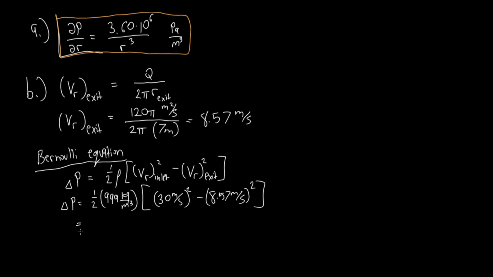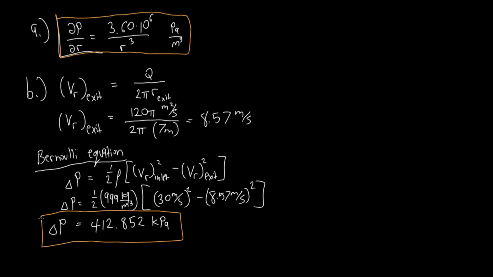And the final result should be 412 kilopascals. Let's confirm that once more. Yes. It is 412.852 kilopascals. Note I put this in kilopascals, and so if you were to solve this out, you would get it in pascals, and you get 412,000. But that is the answer for part B. And you can go on your merry way knowing how this diffuser works, assuming source flow.